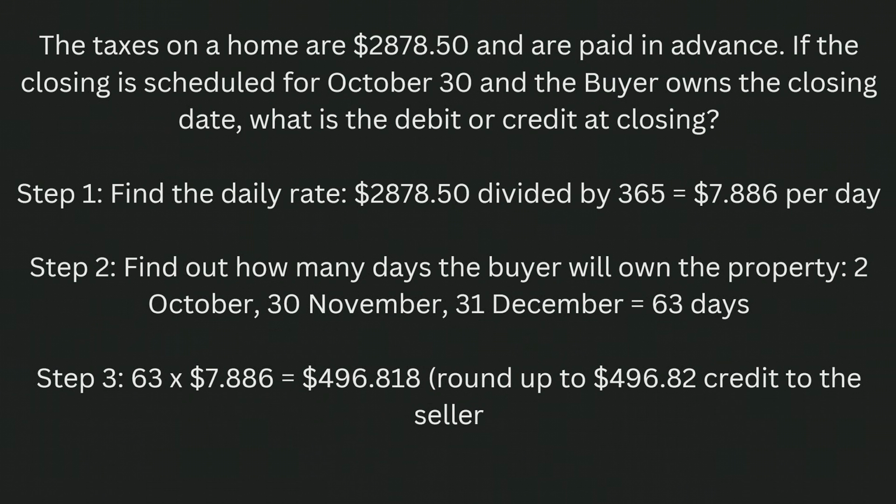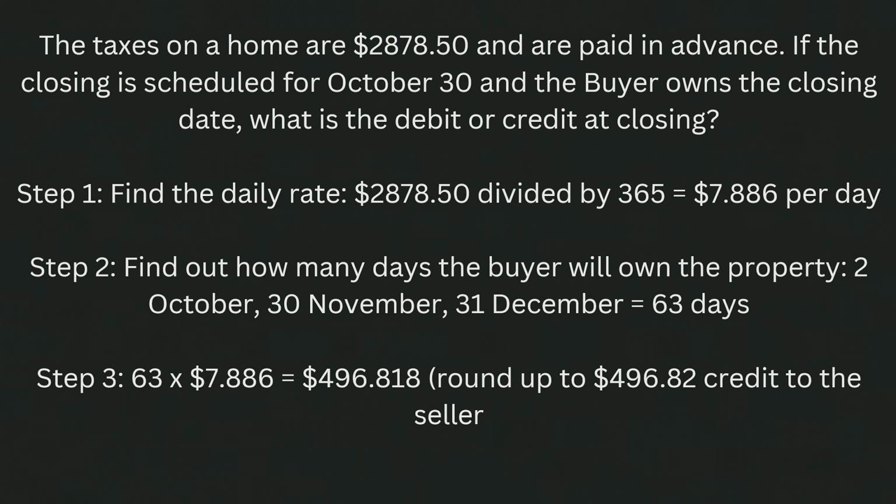Step number 1 is we find the daily rate. $2,878.50, that's the entire year's taxes, divided by 365 gives us $7.886 per day. Sometimes test writers want you to round, sometimes they want you to use the exact number. Step number 2 is we find out how many days the buyer will own the property.